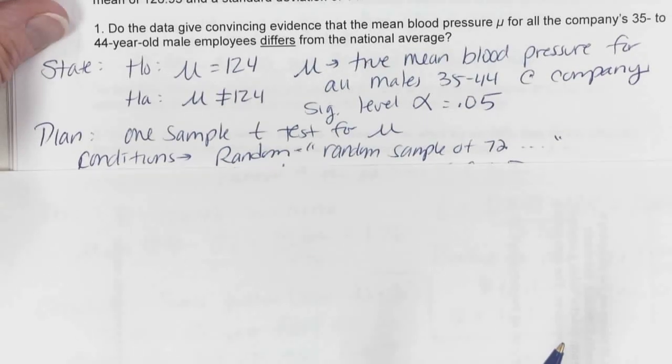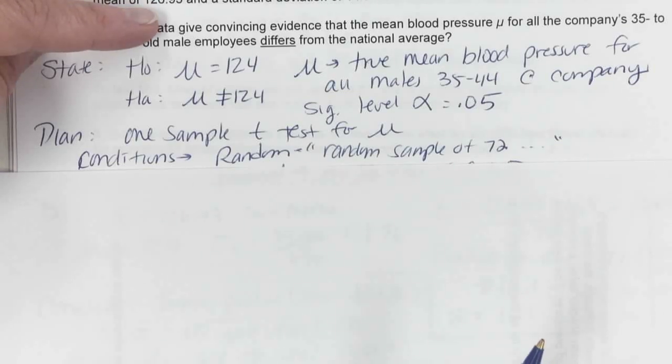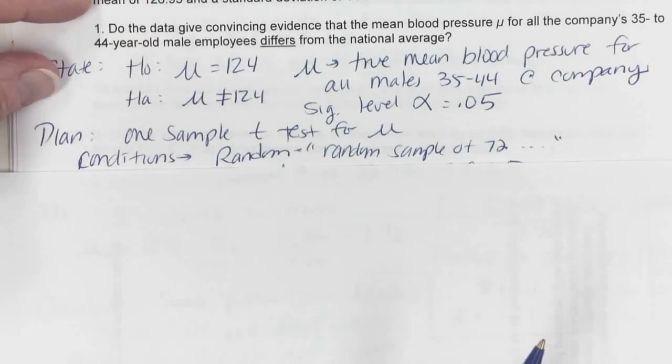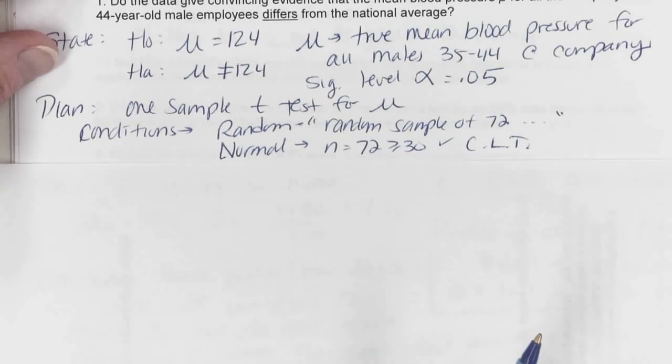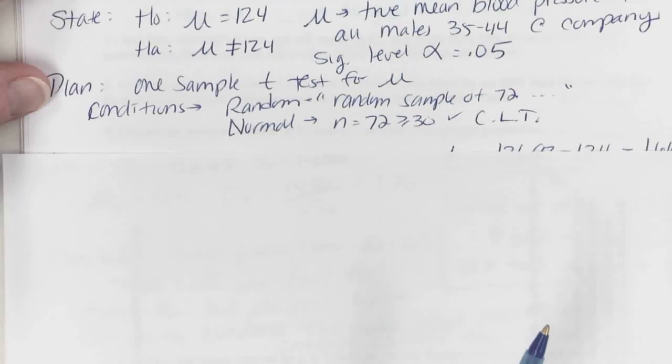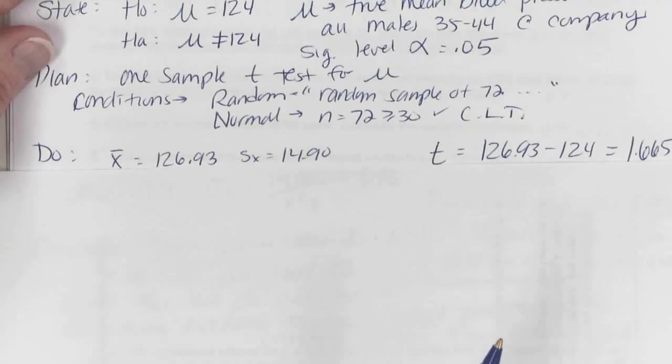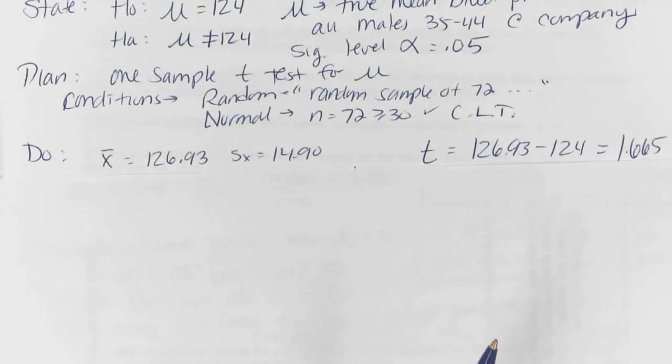Our conditions, checking the random condition, that's the easy one, they usually say it, and it does say in the problem they had a random sample of 72. Normal, got lucky on this one, sample size was 72, which is greater than or equal to 30, so again the central limit theorem applies. Now that the conditions are met, let's do this. So here's our sample mean and our sample standard deviation that was provided in the problem.